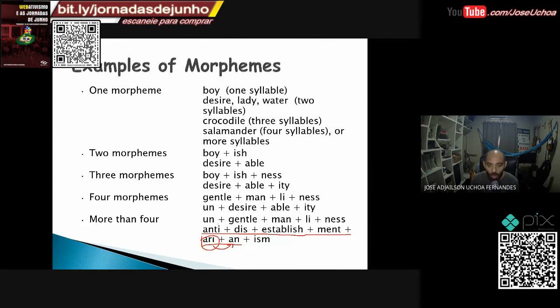Anti-disestablishmentarian. And if you are anti-disestablishmentarian, you are part of a movement called anti-disestablishmentarianism. For example, proper names may become adjectives. And to do so, they need this ism.